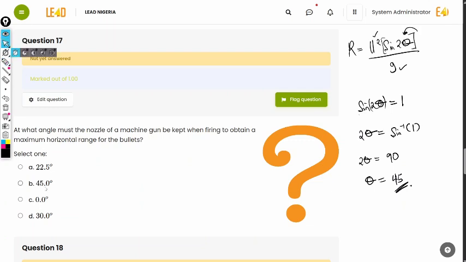I think it pops up quite a lot, so it's something you should just know: the value for theta that gives the maximum range is 45 degrees.